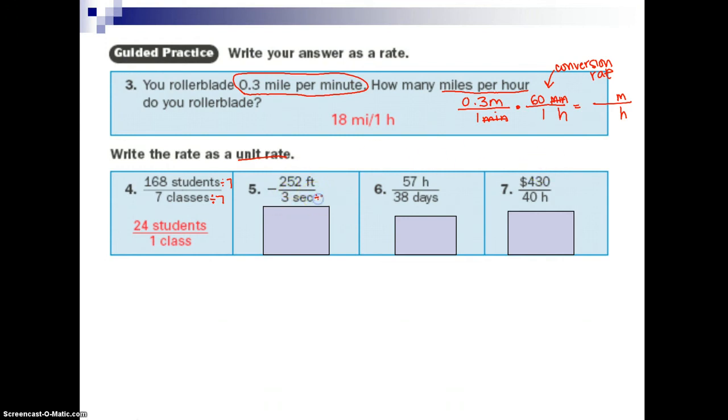For number 5, we divide by 3, because that's the denominator. If there's negative 252 feet per 3 seconds, then there's negative 84 feet per 1 second.